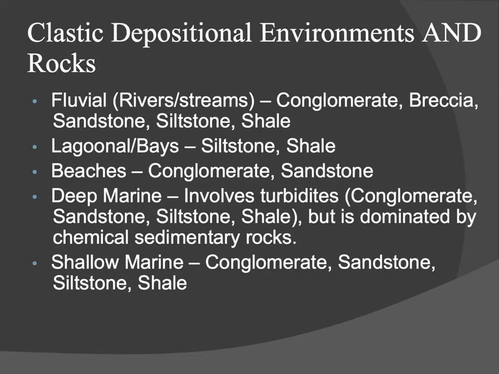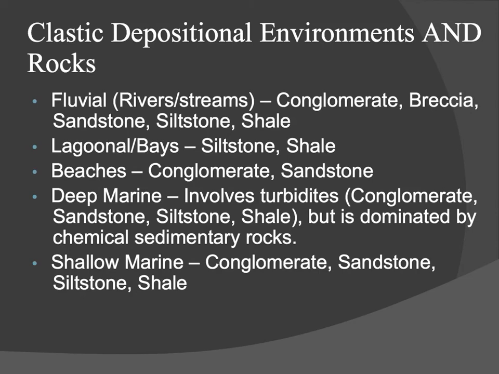Where would you typically find clastic rocks? Well, we said in rivers and streams, and that's typically where you'd get your conglomerates and breccias, sandstones and siltstones and shales. In a lagoon, which is basically, most lagoons are typically fresh or salt water, a real quiet environment, usually on the other side of a beach from the ocean, you would get some siltstones and shales. Along a beach, you could get more sandstones and conglomerates.